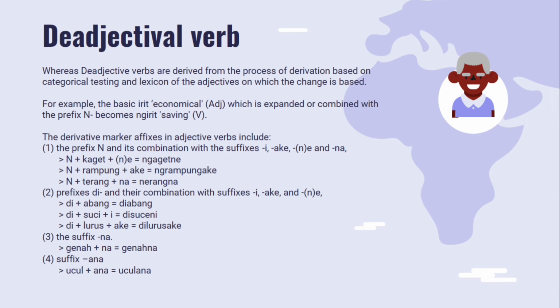Sedangkan verba de adjectiva adalah kata kerja hasil proses derivasi berdasarkan pengujian kategorial dan identitas leksikal berbeda dari kata sifat yang menjadi dasar perubahan itu. For example, the basic irit or economical, that is adjective, which is expanded or combined with the prefix an, becomes ngirit or saving, that is verb. And here you can see other examples of the adjectival verb affixes.